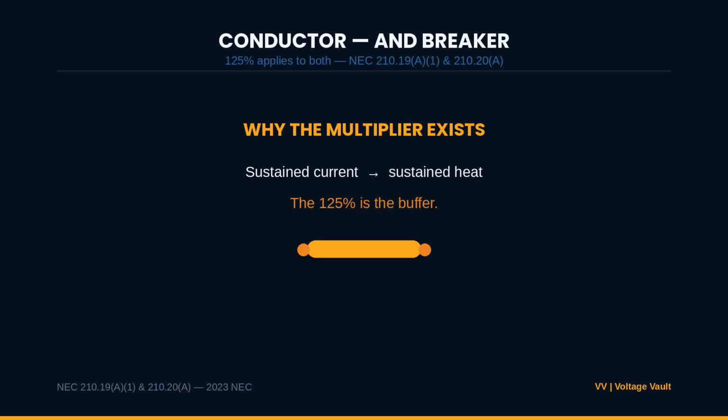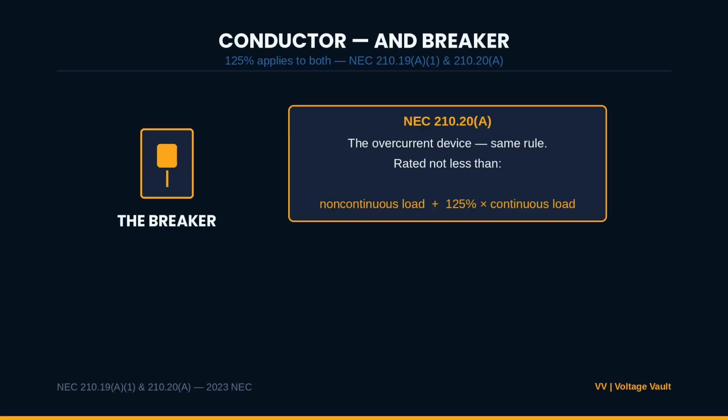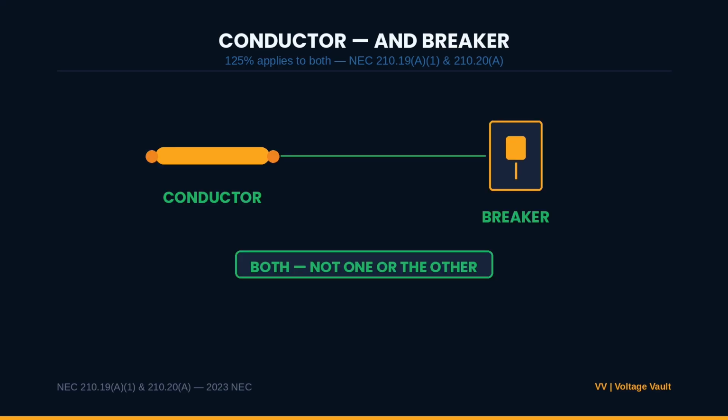NEC 210.20(A). The overcurrent device gets the same treatment. Rated not less than the non-continuous load plus 125% of the continuous load. Both the conductor and the breaker, not one or the other, both.